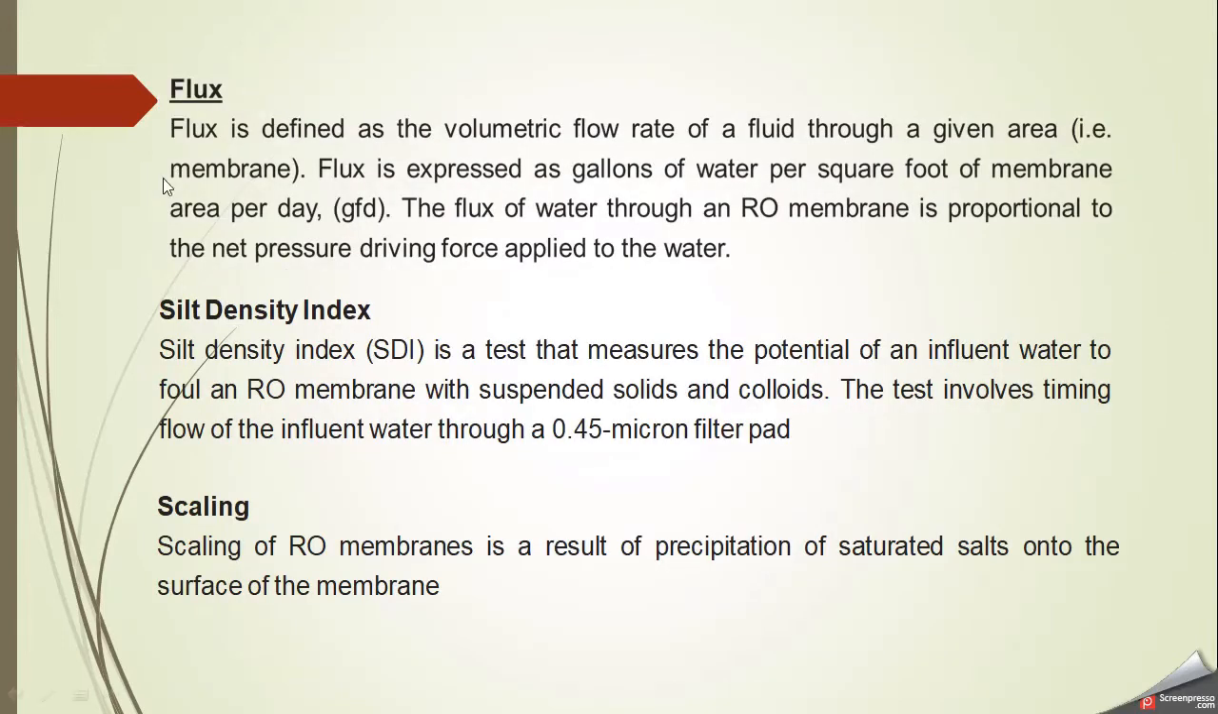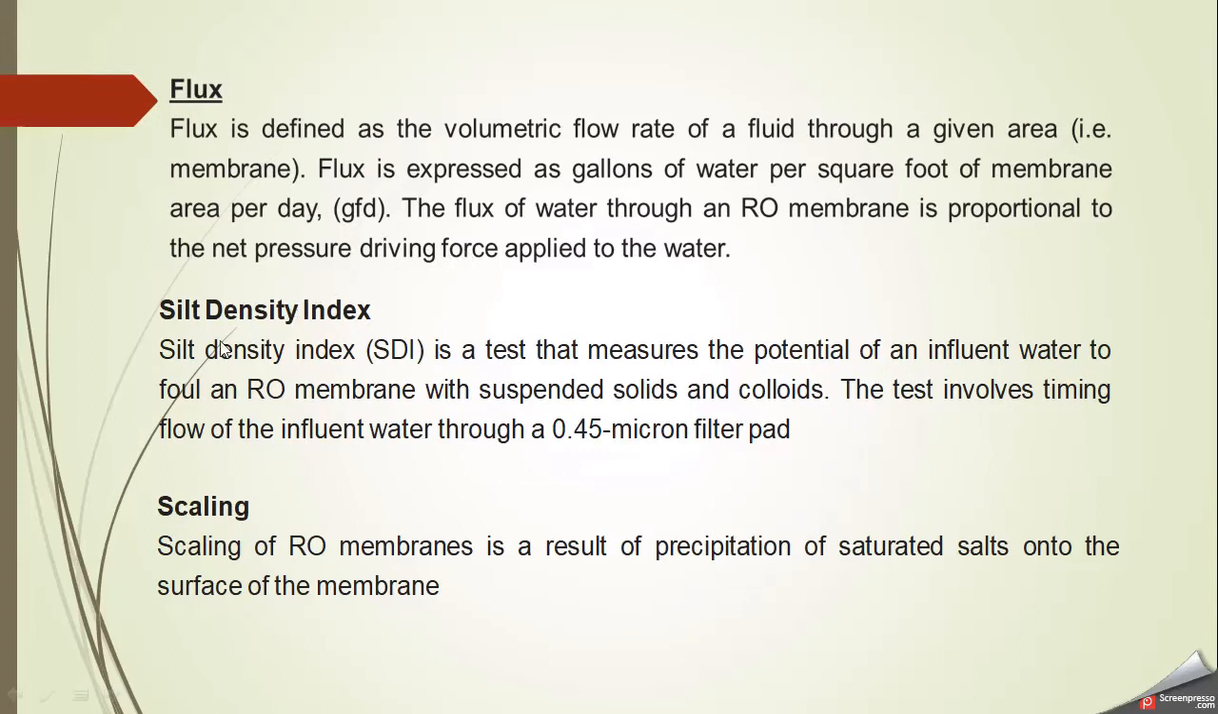Next important term is flux. The flux is defined as the volumetric flow rate of the fluid through a given membrane. This is a normal thing, and flux is basically expressed as gallons of water, or you can say liters of water, per square foot or per square meter of membrane area per day. The flux of water through an RO membrane is proportional to the net pressure driving force applied to the water.